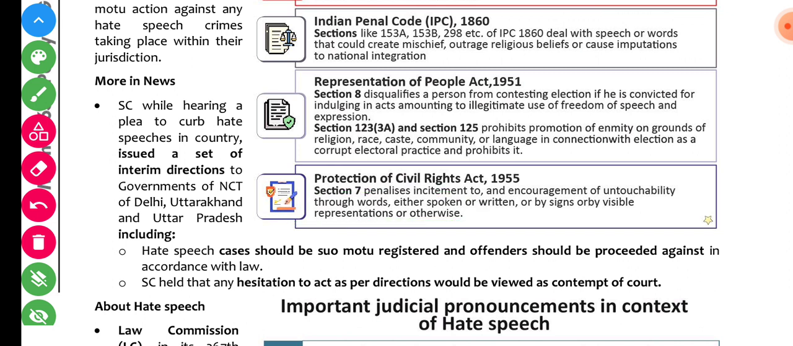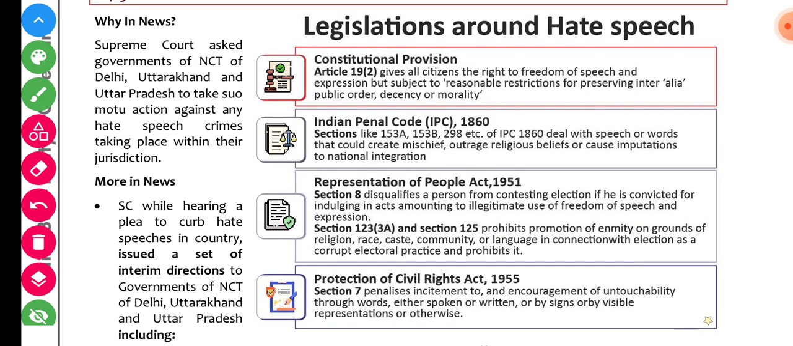So you can remember these legislations for hate speech.